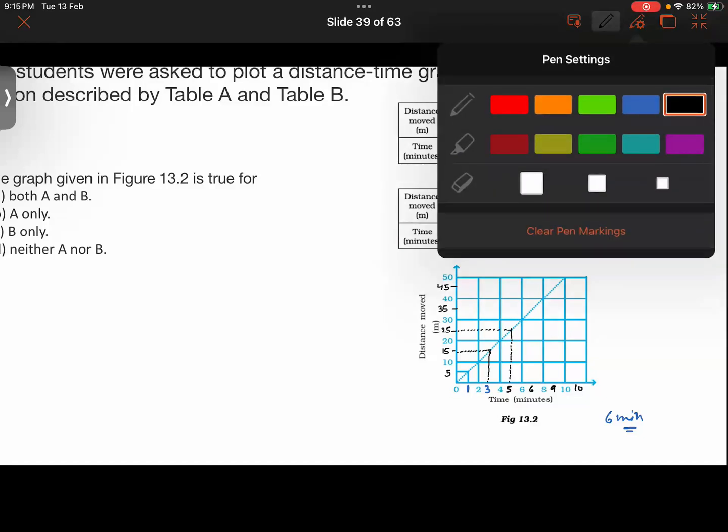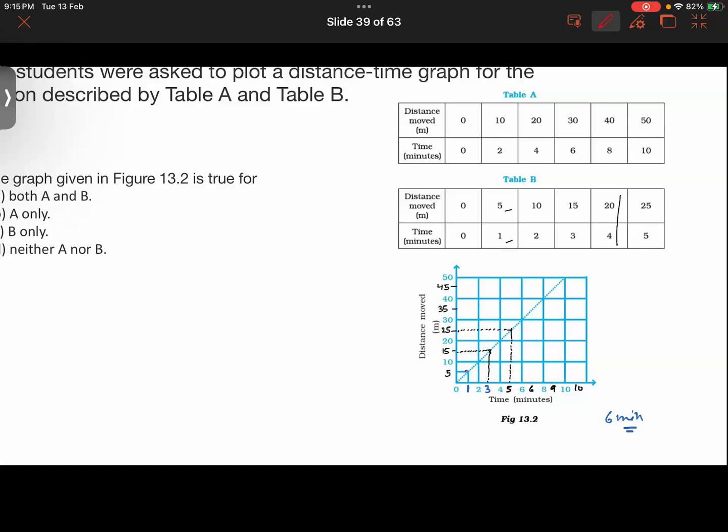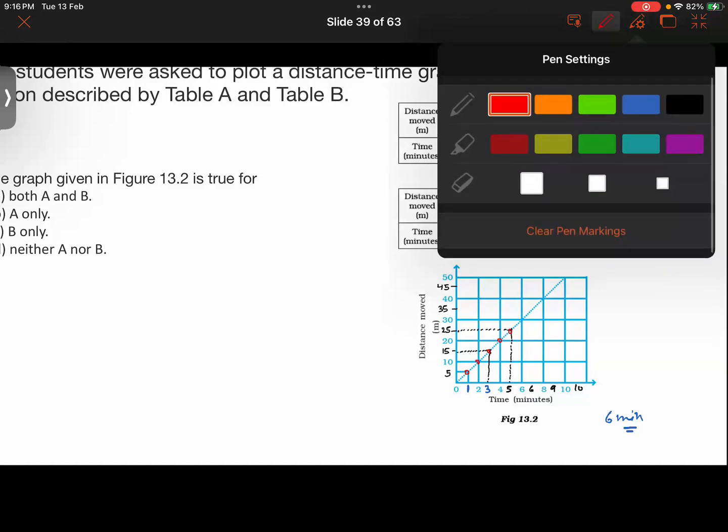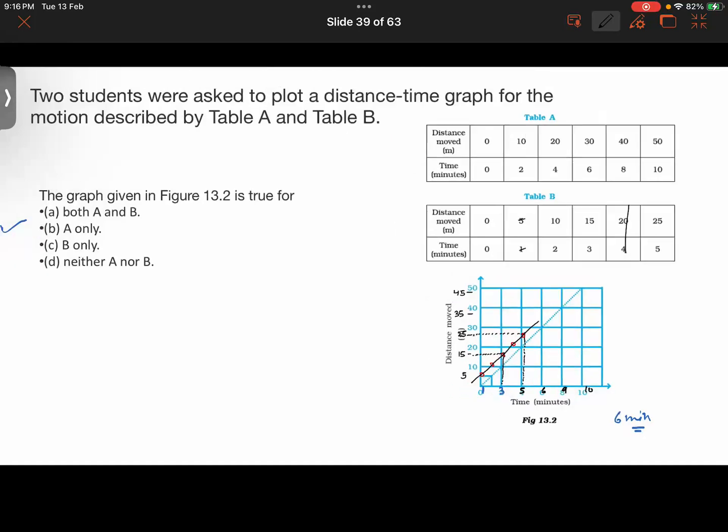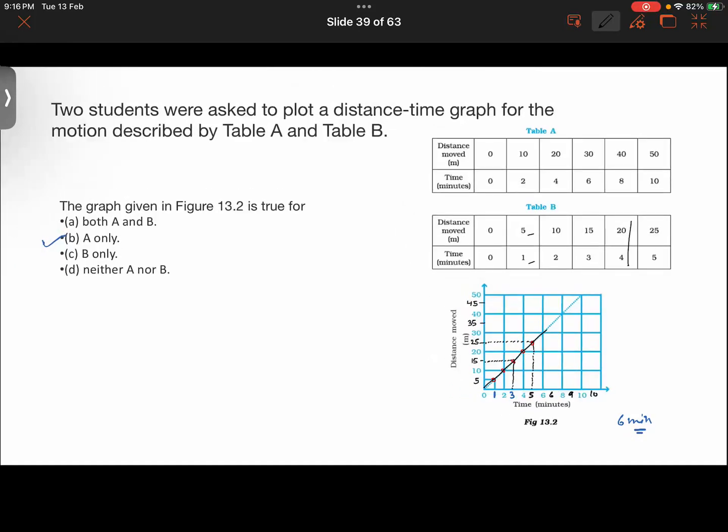Okay, what do we observe now? Yes, when all the points were joined, we were getting a straight line. And this graph is actually true for the values given for both of these. Okay, now, are you guys getting it or not? Hello? Sir, I'm getting it. Okay, Sundus, you got this? Yes. Okay, so the correct answer is both A and B.